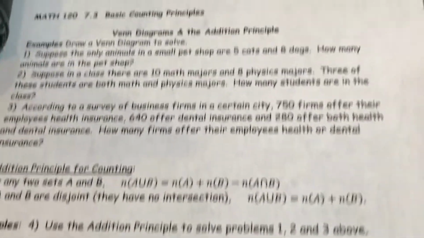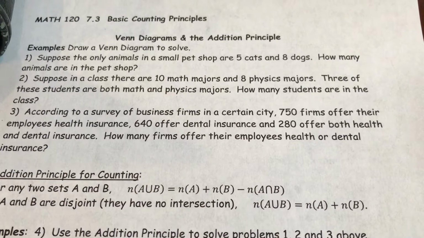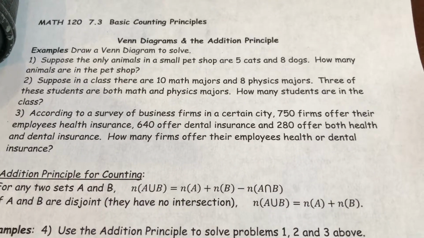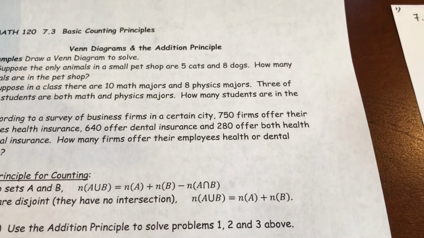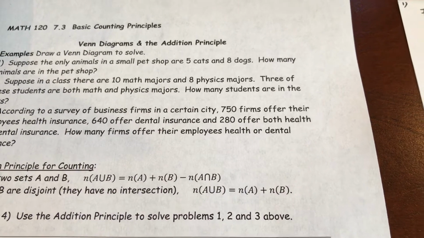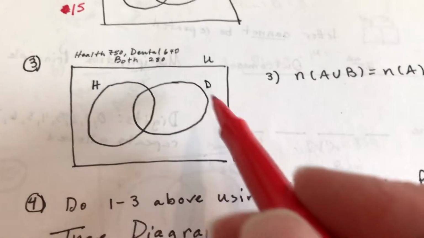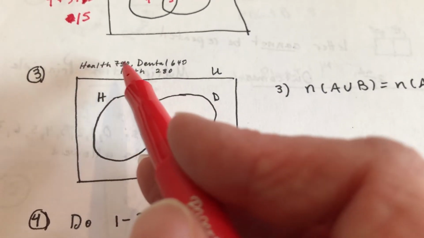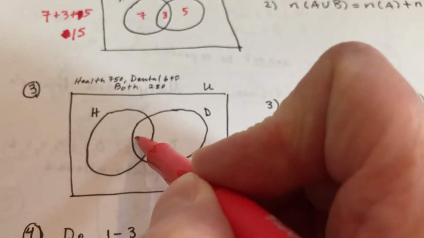Now, the third one, a little more complicated, says, according to a survey of business firms in a certain city, 750 firms offer their employees health insurance, 640 offer dental insurance, and 280 offer both. How many firms offer their employees health or dental insurance? And we'll talk a little bit about that word or. So I've got my Venn diagram here. Health, dental, says 750 offer health, 640 dental, and both is 280. So that's what goes here, is 280.